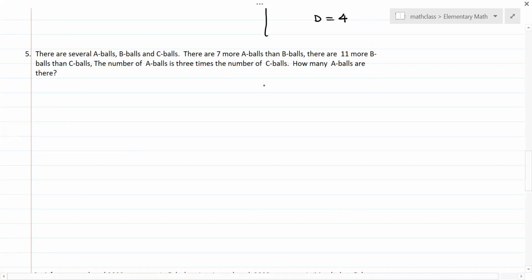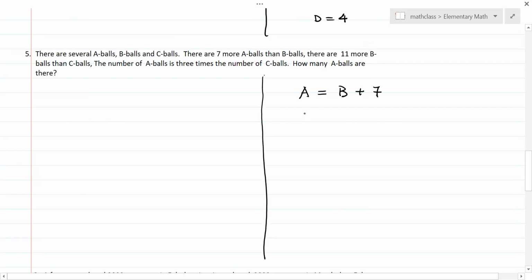I prefer to use equations first. A means the number of A boards. B means the number of B boards. C means the number of C boards. So let's see if we can set up the equations. The number of the A boards is going to be the number of B boards plus 7. That's what it says there. There are 7 more A boards than B boards.